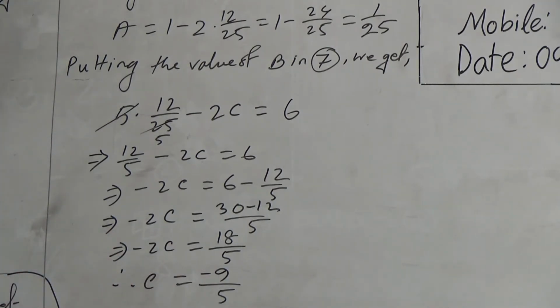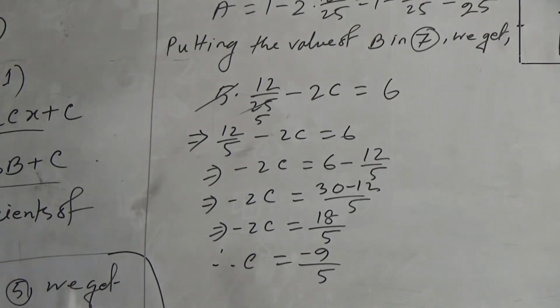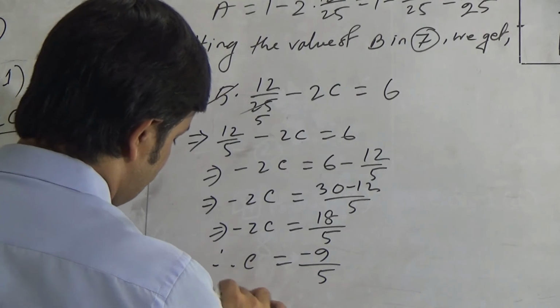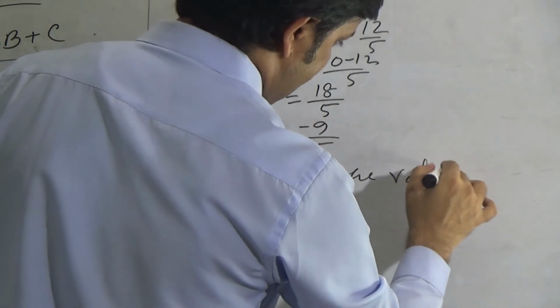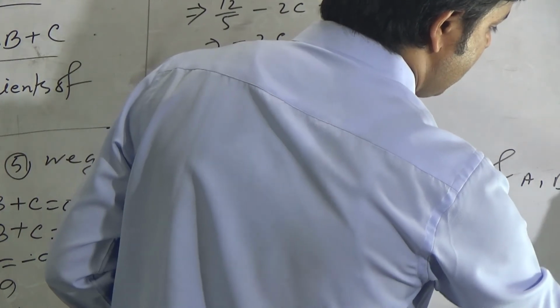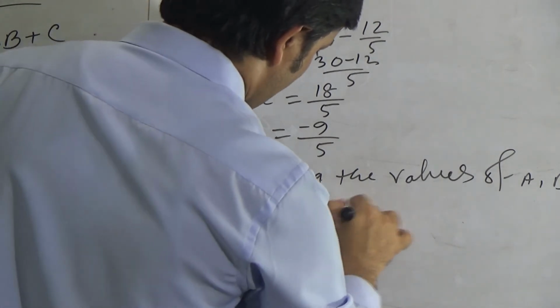So now we know the value of a, the value of b and the value of c. We have determined the value of all the constants. So we can put the values in equation 1 to get the partial fractions. Putting the values of a, b and c in 1, what will we get?